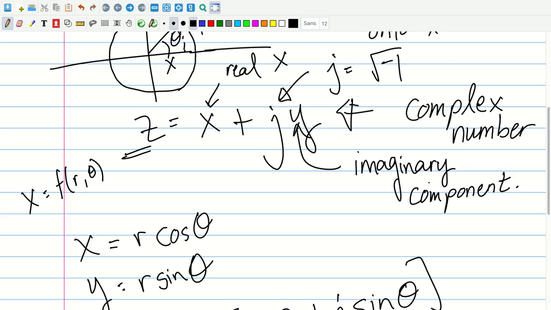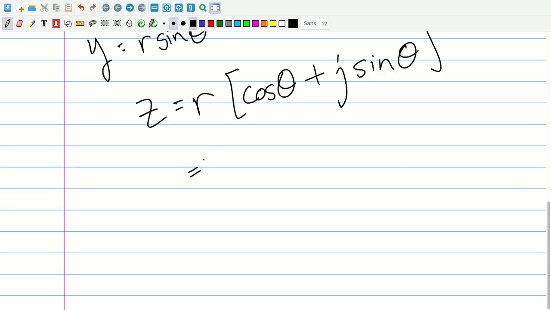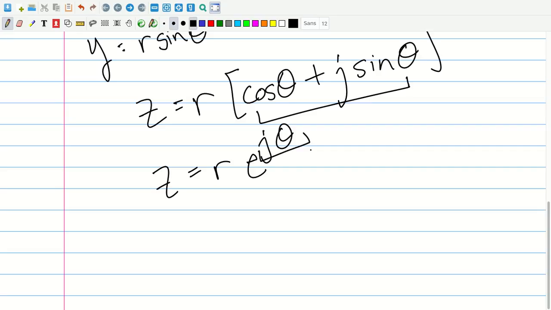I want you to plug that in, right? Once we do that, I have a common factor of r, which I pulled out. This neat little thing is Euler's relation. It's e to the j theta, an exponential with an argument of j, which is an imaginary number, times theta.